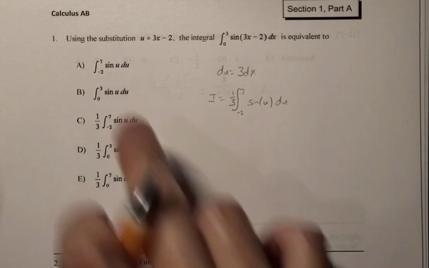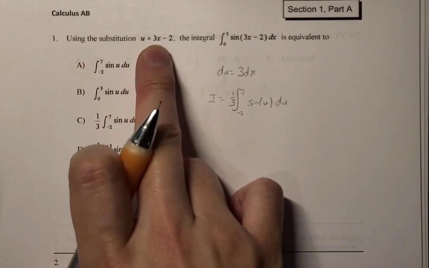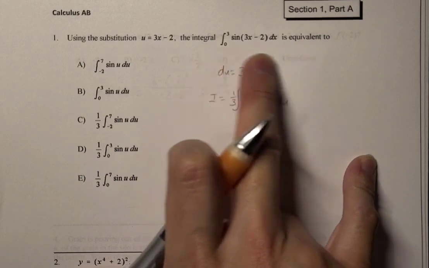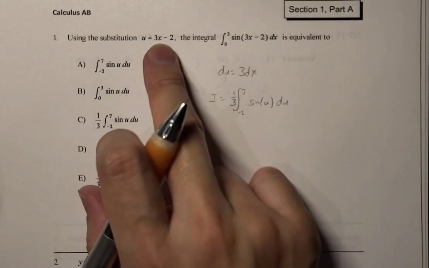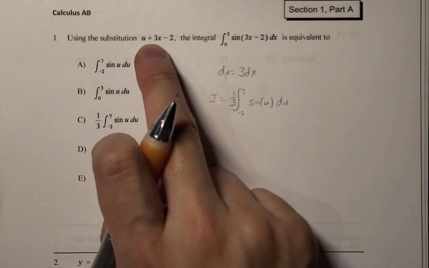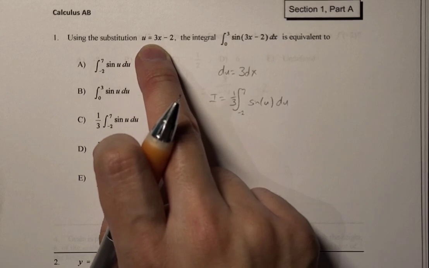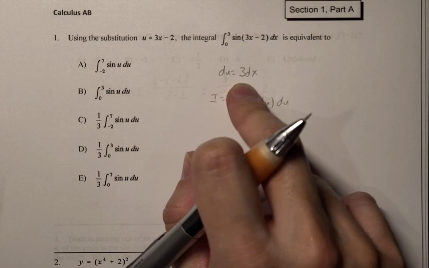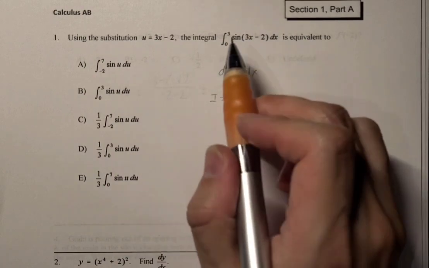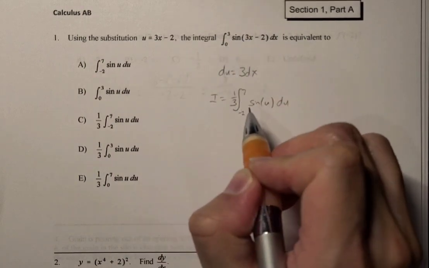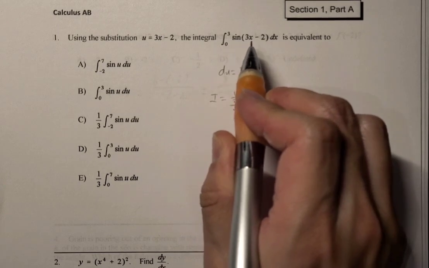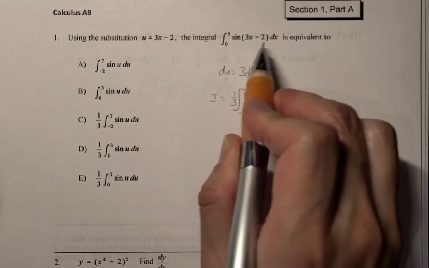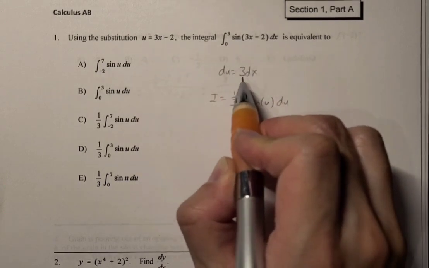All right, anyway, number one. Using substitution, u is 3x minus 2. This integral is equivalent to what? Okay, so we want to make a substitution. Whenever we want to make a substitution, we want to find du, if we have a u already. So du is 3dx. We worry about limits of integration afterward. We would get 3x minus 2 is u, so it'll be sine of u. What is dx? dx would be du over 3.